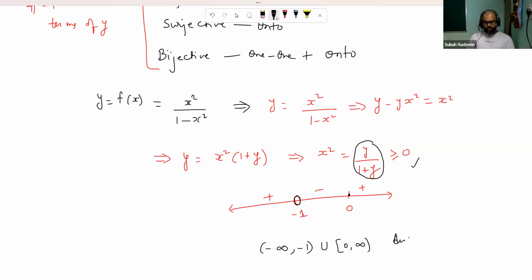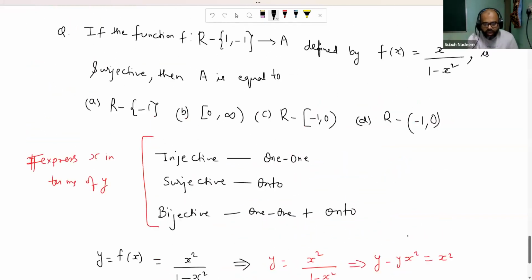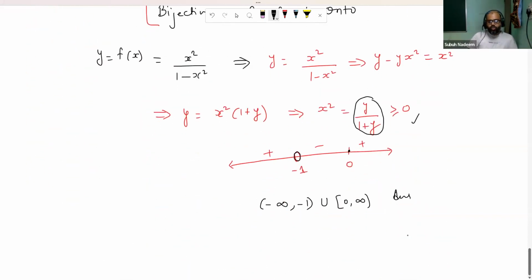So this is the answer, but the answer is given in a different form. Another way of writing it is real numbers except, so you ignore the values from minus 1 to 0. You can say this can also be the answer.